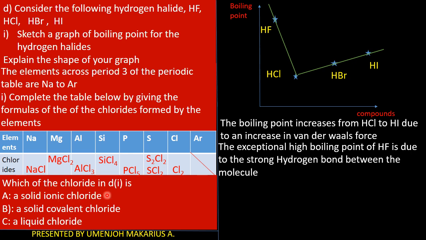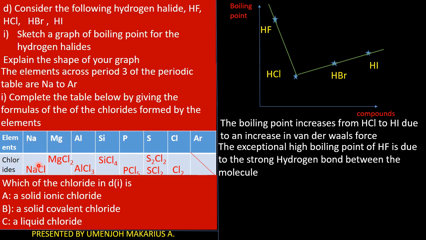Then the next one is asking which of the chlorides in the table is a solid or ionic chloride. Guys, this is a direct question. As you all know, the two solid ionic chlorides we have are sodium chloride and magnesium chloride.